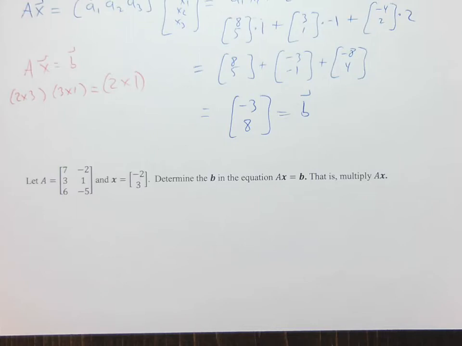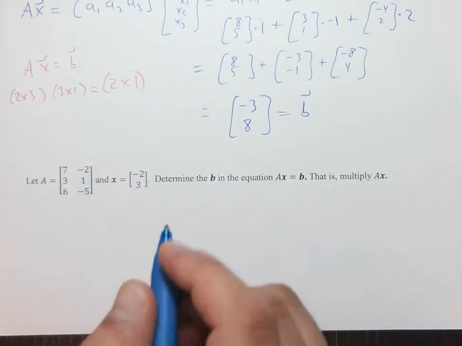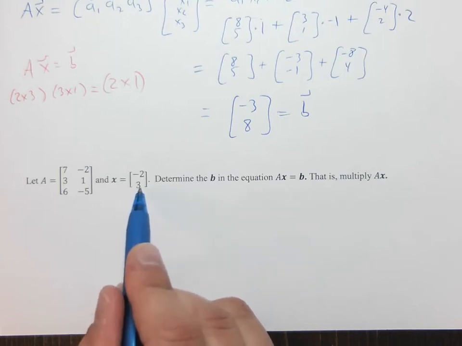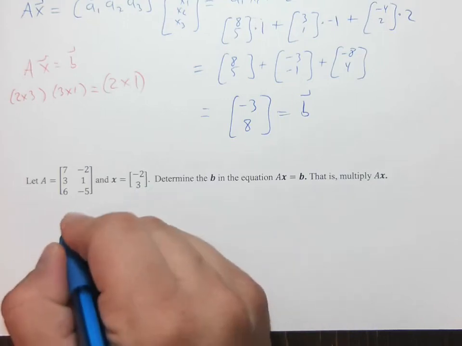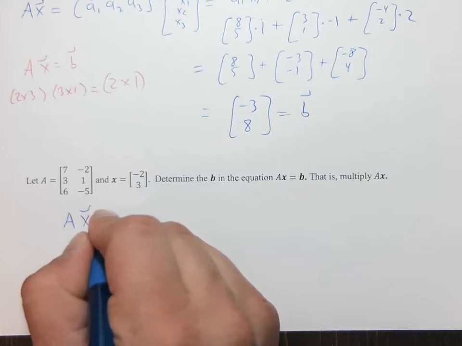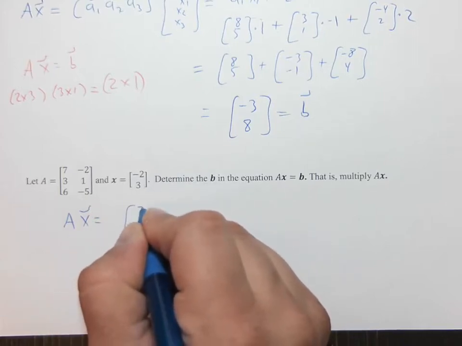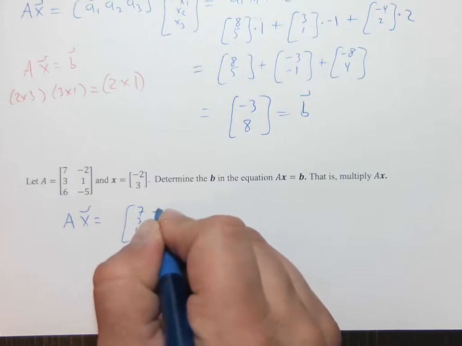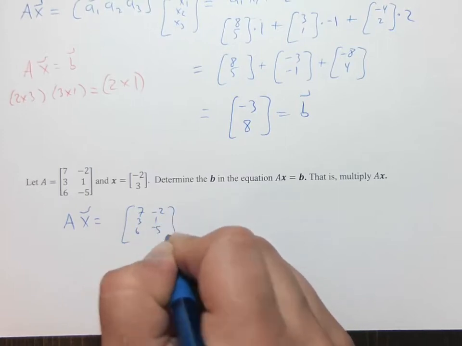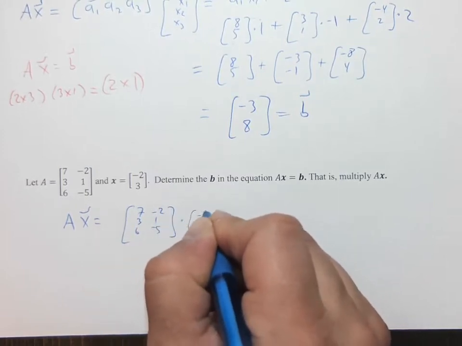All right, so let's look at this one. In this one, we've got our A is a 3 by 2, and our x is a 2 by 1. So if we did A times x here, we're going to get 7, 3, 6, minus 2, 1, minus 5. That's our A. We're multiplying by minus 2, 3.